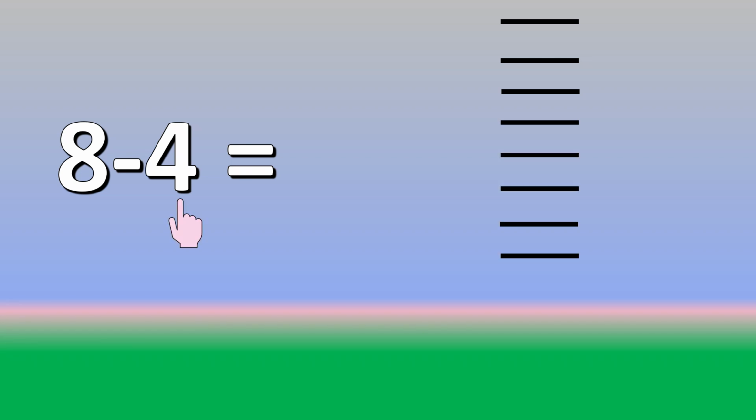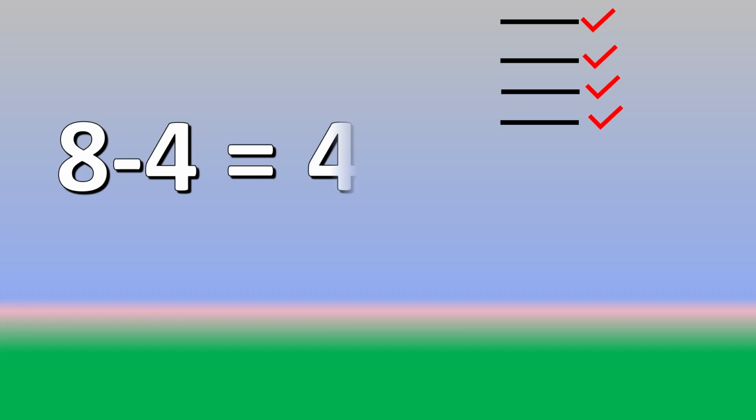8 minus 4 equals to... Let's draw 8 lines. 1, 2, 3, 4, 5, 6, 7, 8. Let's remove 4 lines. 1, 2, 3, 4. How many lines are there? Let's count. 1, 2, 3, 4. 4 lines are left. 8 minus 4 equals to 4.